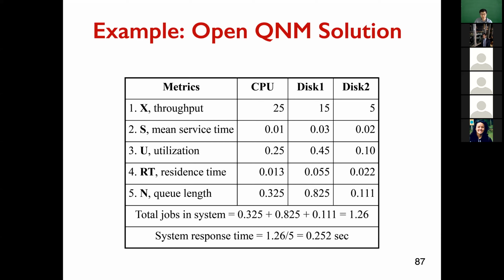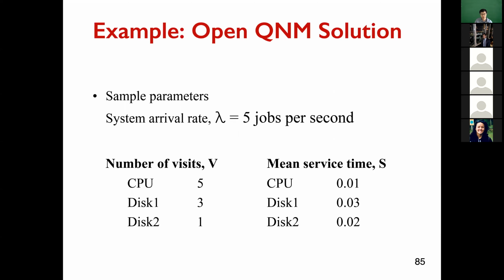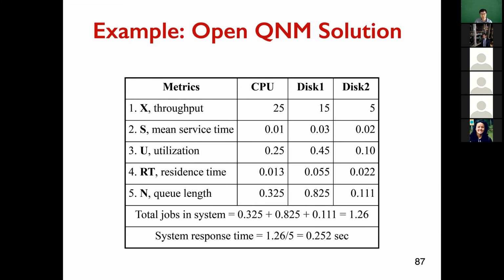And the service time for CPU is 0.01. Why is it 0.01? It is the mean service time, 0.01 is written here, right? And similar for disk 1, disk 2. The utilization for CPU is 0.25, right? Utilization is throughput times service time. For CPU it is 25 times 0.01, so it's 0.25, okay? And similar for disk 1, disk 2.